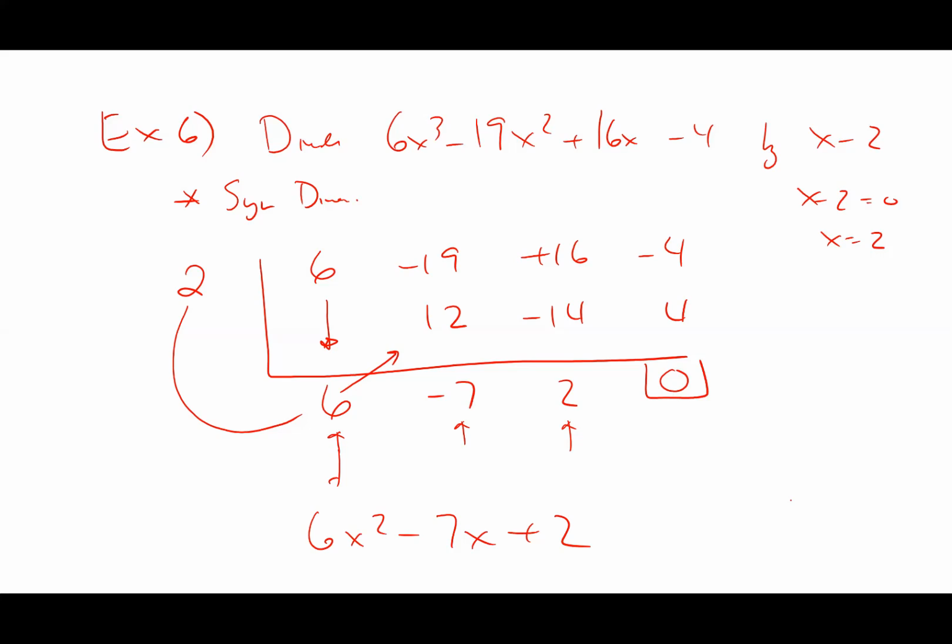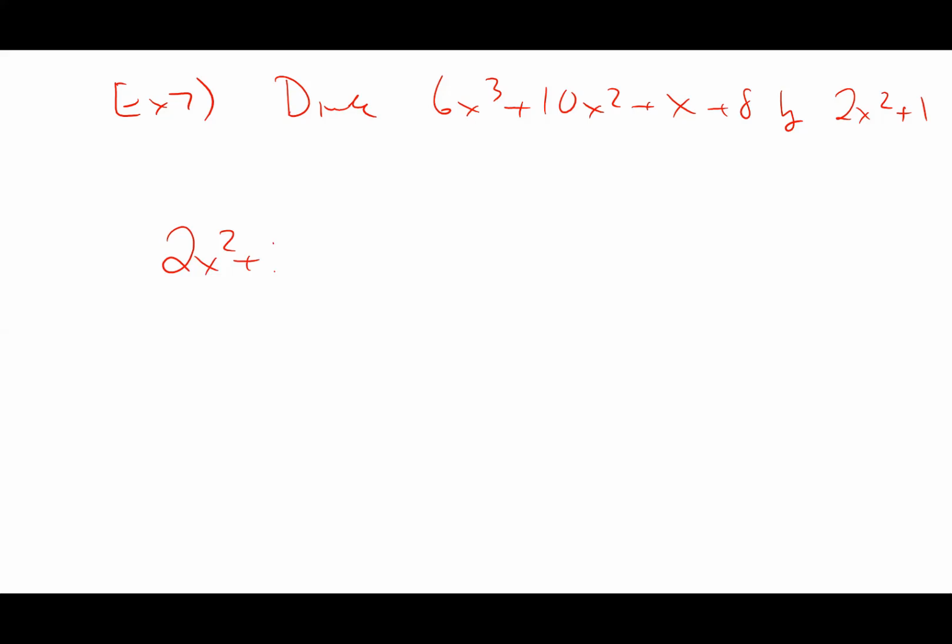Sometimes these guys are not linear. That's the problem here. So, example 7. Divide 6x cubed plus 10x squared plus x plus 8. I'm going to divide it by 2x squared plus 1. Plus 1, sorry. Whoa, that's a problem. So first things first, can we use synthetic division? No, we got to go back to long division. We have this on our hands, and we start off like this now.